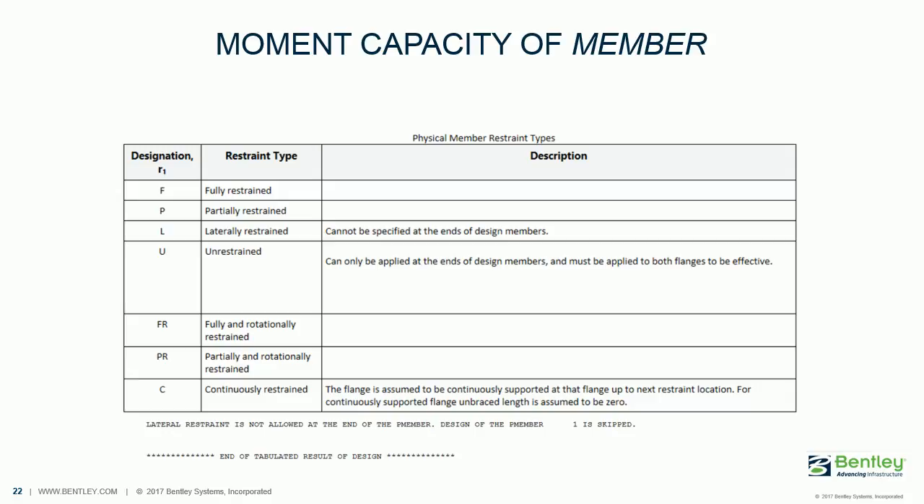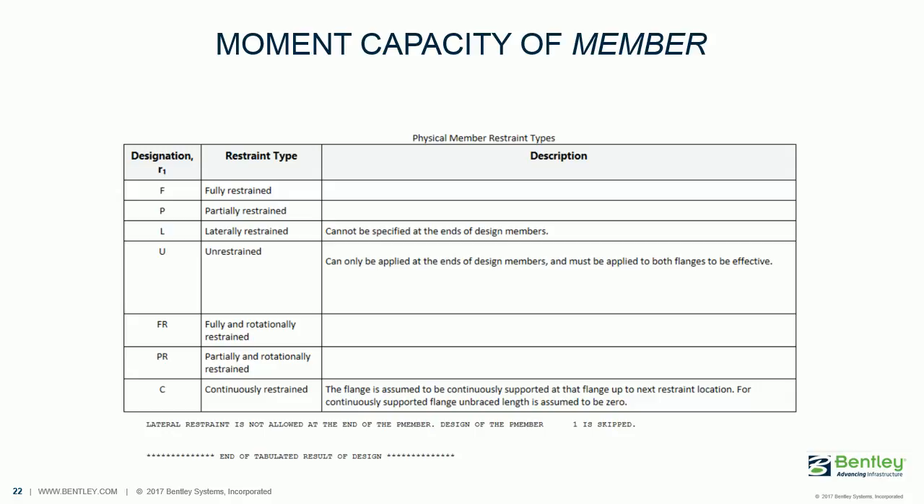Now the first one, that is fully restrained, is the restraint that prevents the lateral displacement of the critical flange of the cross section and prevents twisting of the section. Twisting means something twisting about its own axis, something like you are applying some torque on that. Now, the partially restrained P is a restraint that prevents the critical flange of the cross section from displacing laterally and partly prevents the section from twisting.